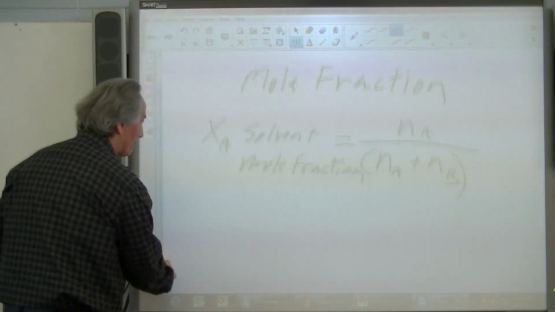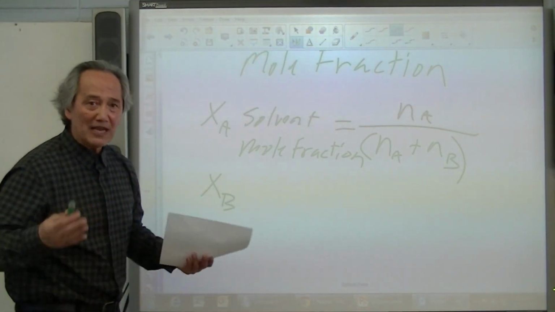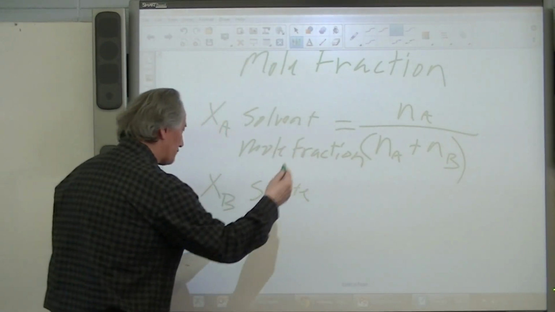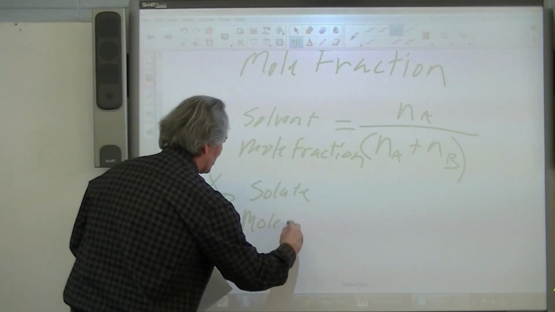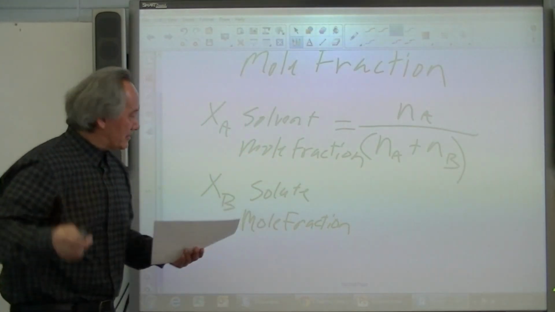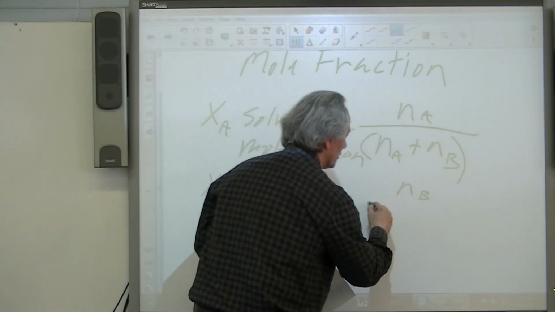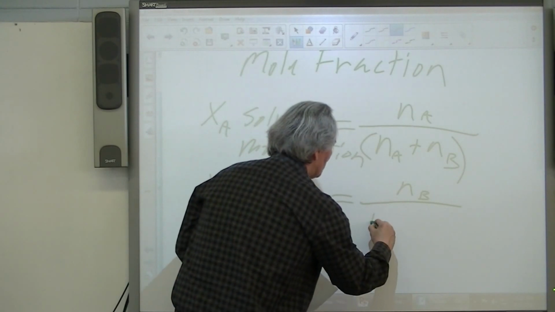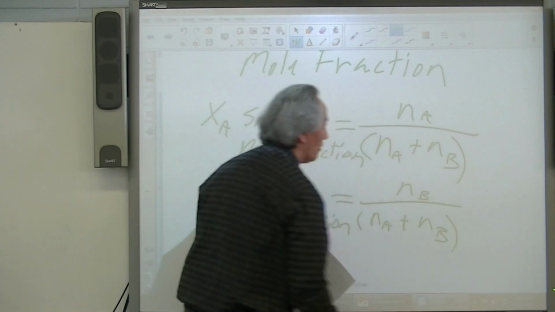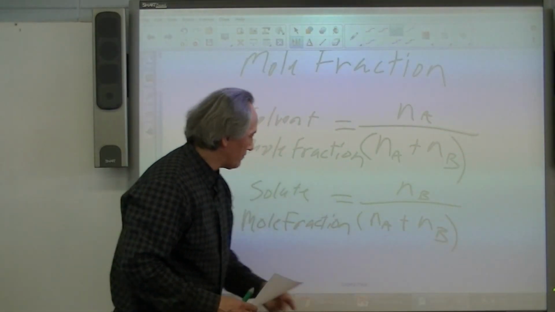Now let's go one step further. We can also do the solute, and typically uppercase X of B is the expression for the solute mole fraction. It is very similar to the solvent: the moles of solute divided by the total, N of A plus N of B, the total number of moles in that solution.